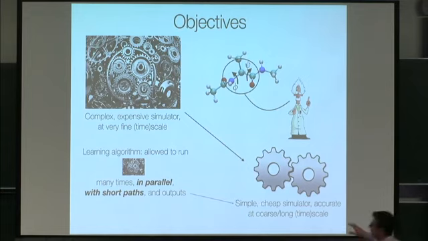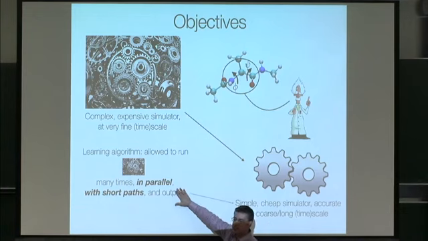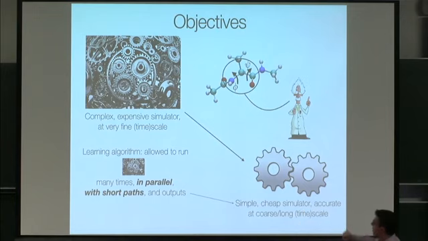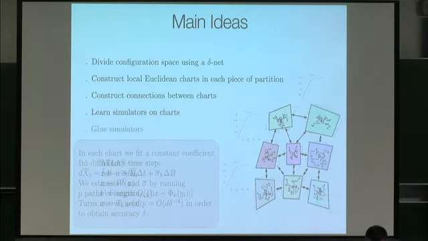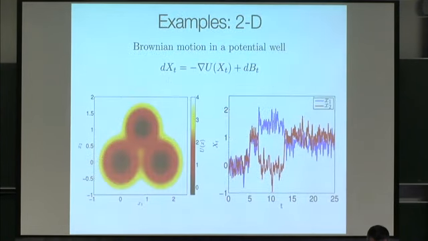And even if it was constructed only from local in time and space information, only from short paths, we can prove that if you run this simulator for a very large time and you look at the stationary distribution of the simulator, the stationary distribution is close to the stationary distribution of the original one. So even if it's constructed from local information, it has large time accuracy. And I'm not going to say almost anything here, maybe just one simple example.